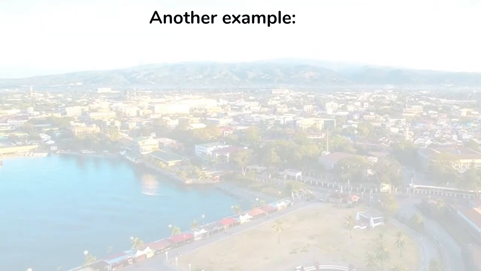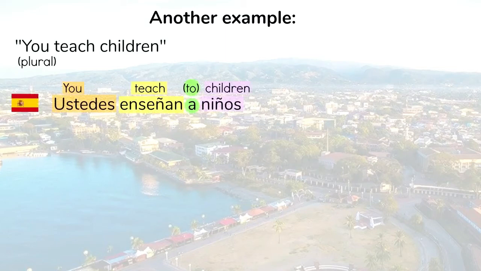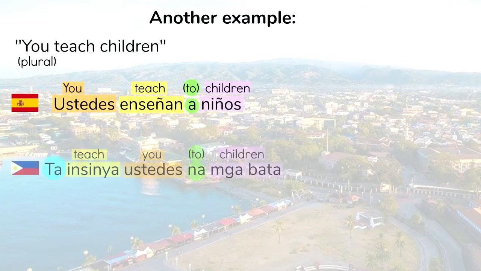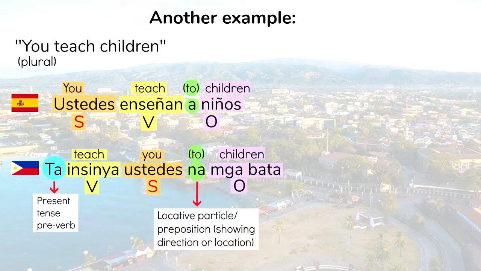Another example. Here's a sentence meaning you teach children, you being the plural form. In Spanish, Ustedes enseñan a niños. And in Chavacano, Ta-enseña ustedes na mga bata. Again, in Spanish, the subject comes first, and in Chavacano, it comes after the verb. And you'll notice the present tense preverb ta before the verb. Na is a locative particle, or preposition, which shows direction or location. Apparently, it comes from Asturian.